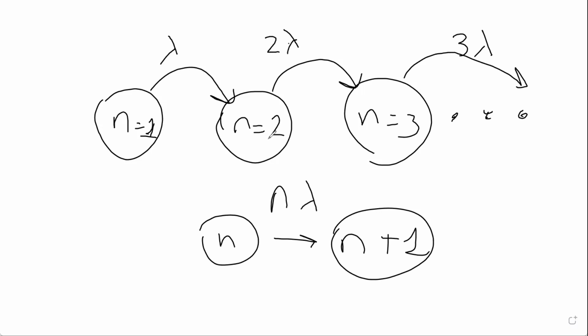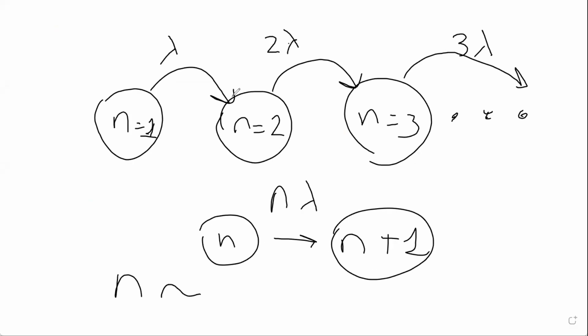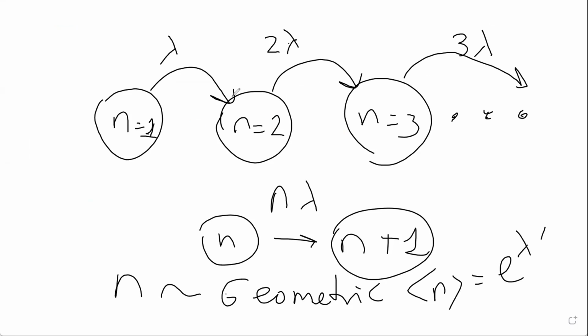I think you studied this in the theoretical part of the course. So the result, as a function of time, is that the distribution is a geometric distribution. Essentially the solution is that n is going to be a geometric distribution with a mean e to the lambda t.